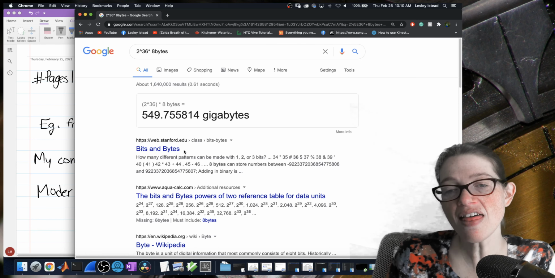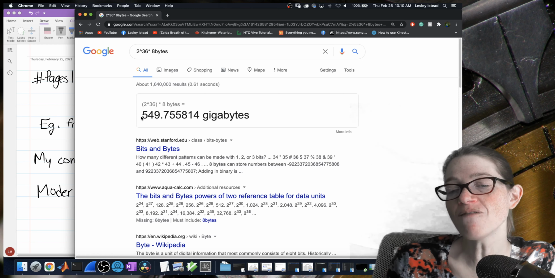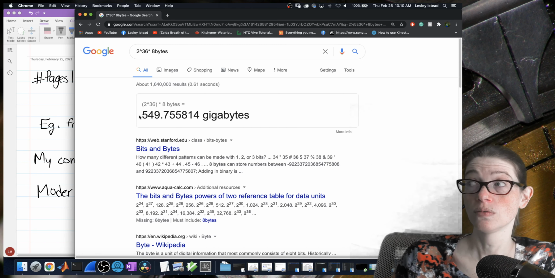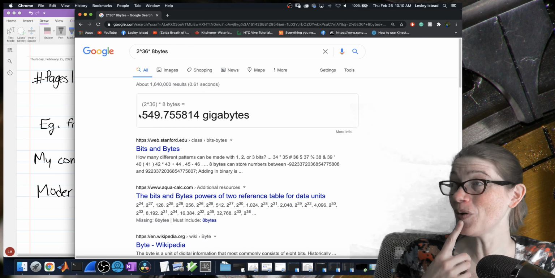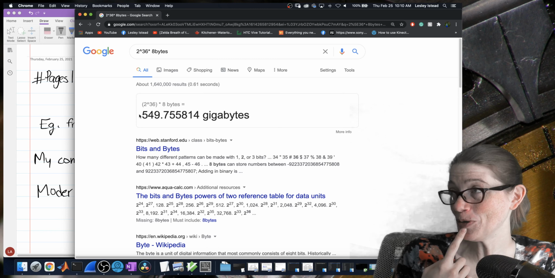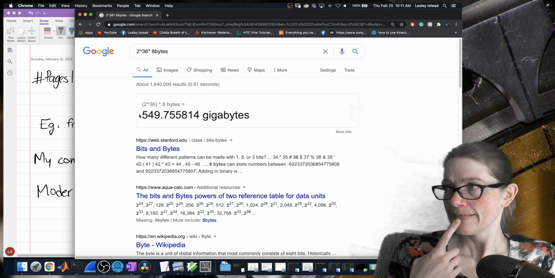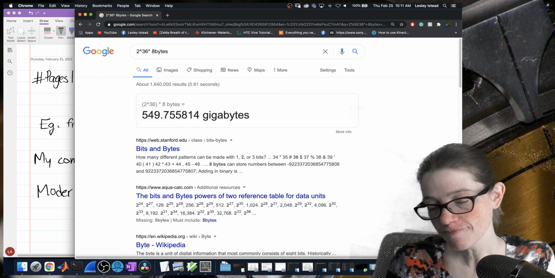That means that each page table is 549 gigabytes, but my program Hello World has an address space total size of 2 kilobytes. So this is a problem, and we'll solve this in a minute.